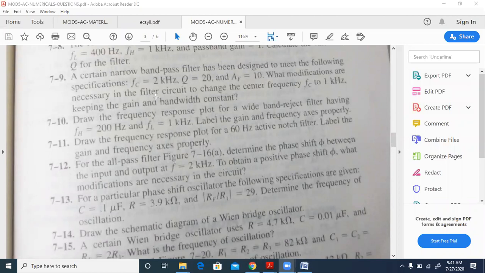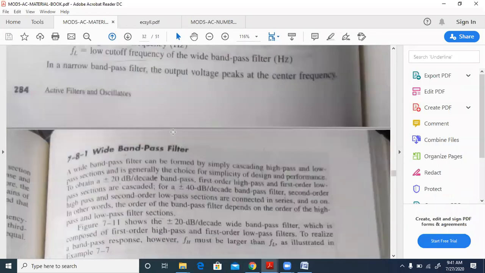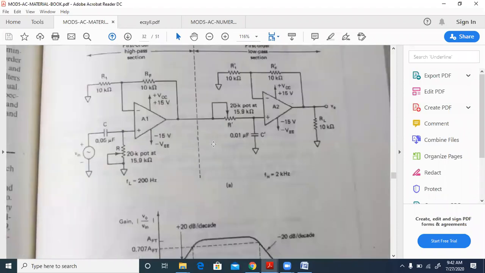So now it is the frequency response plot which we need to do for the wide band reject filter, not the band pass filter. If you really see in the book, in the wide band pass filter, we are given a series combination of the high pass filter and the low pass filter. Because you have the series combination of low and high pass filter, right?